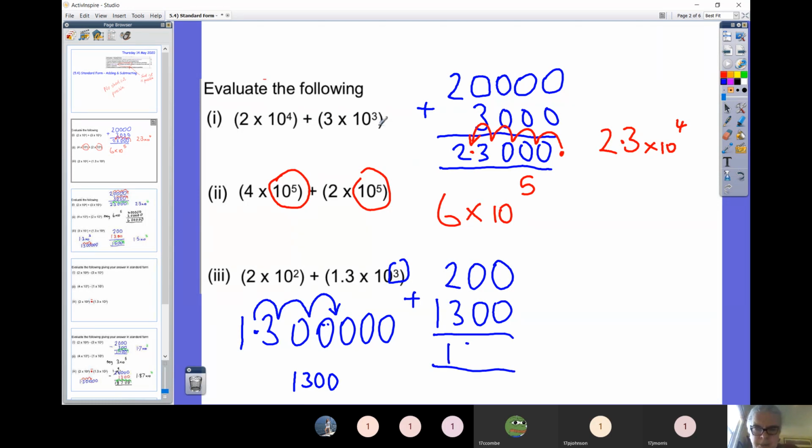So if we add those, we get 1,500. And then assuming you've got to give your answer in standard form, remember standard form, the first number is between 1 and 10. Then how many hops have we done? Well, the decimal point is going from the end to between the 1 and the 5. That's 1, 2, 3 hops. So your final answer for part 3 here would be 1.5 times 10 to the 3. So that is how you add numbers in standard form.